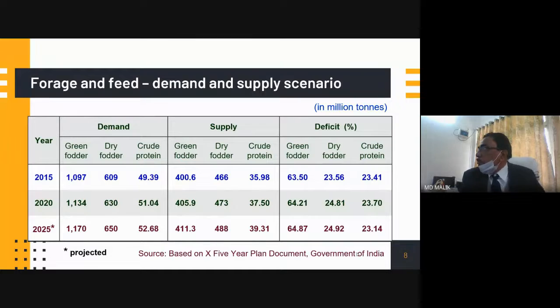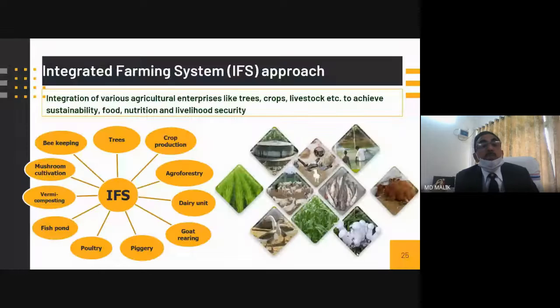So we have to think on these aspects. See the demand for 2025. It is a challenging task. We have to think about the demand, supply, and what the deficits are. Still, there is a 60 to 65% deficit in green fodder, a 25% deficit in dry fodder, and a resulting deficit of crude fiber. So we have to think that way.